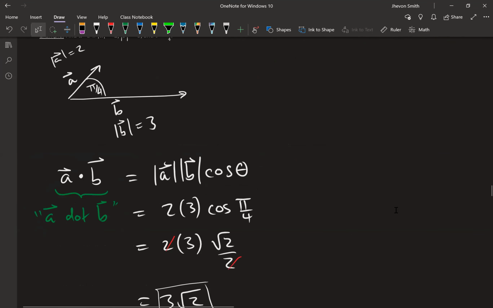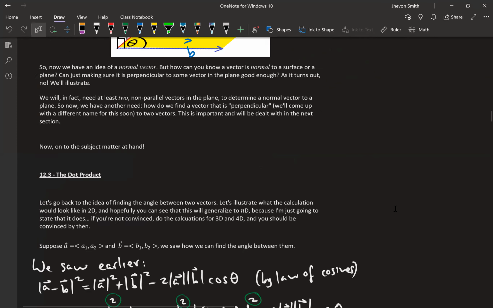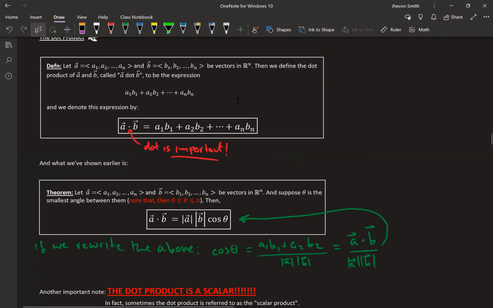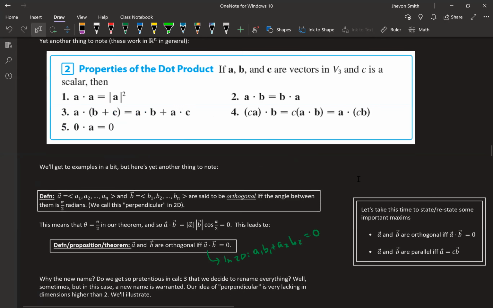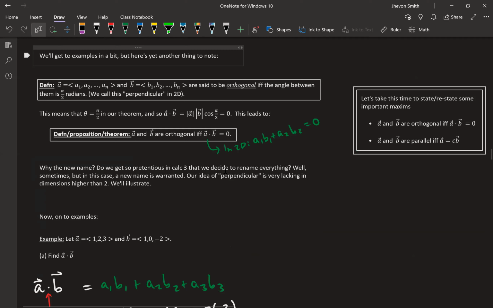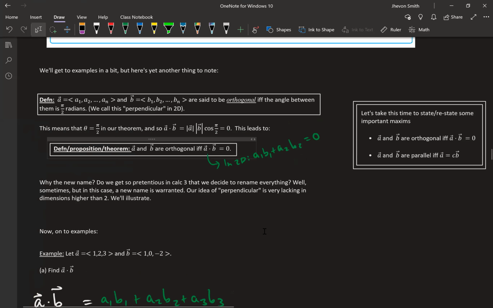Okay, so dot product of two vectors. This is the definition. So you need to know that this is in a box. You also need to know that the dot product obeys this equation here. A dot B is the magnitude of A, magnitude of B, cosine theta, where theta is the smallest angle between them. You need to remember that the dot product is a scalar. It obeys these properties. And when the dot product is 0, it means the two vectors that you dotted are orthogonal.